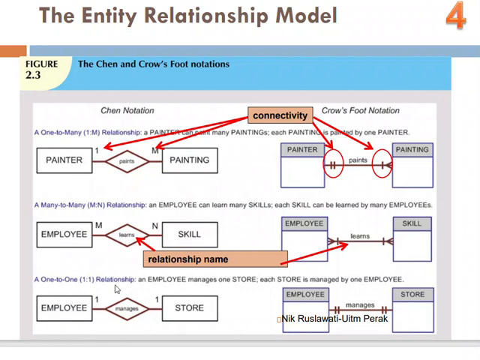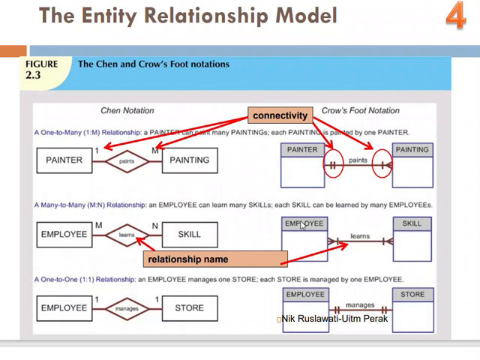Okay, then one-to-one relationship. An employee manages one store. Each store is managed by one employee. Satu kedai hanya satu employee sahaja yang manage, tu manager sahaja. Okay, so dia punya relationship name manage, dan dia punya connectivity one to one. Okay, that's how it looks if we use chain notation.